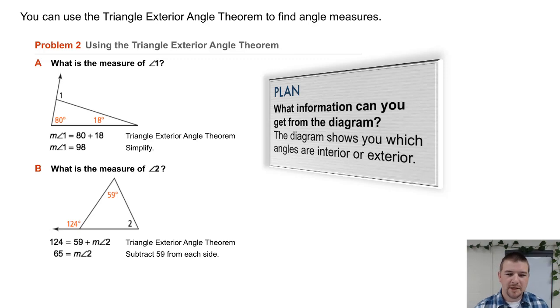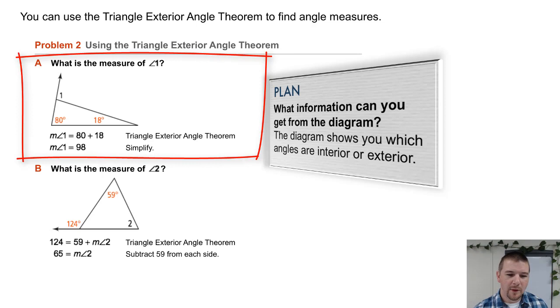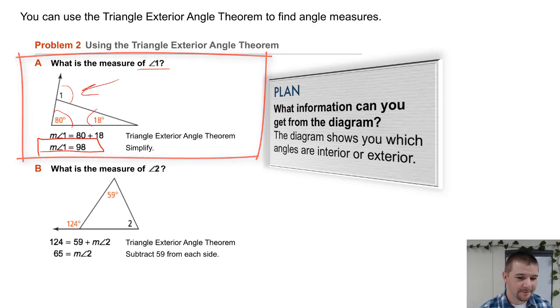Problem 2, using the triangle exterior angle theorem. A says, what is the measure of angle 1? Well, just practice using what we just learned. Here is our exterior angle, angle 1, that we're asked to find the measure of. And then we identify our remote interior angles, having measures of 80 degrees and 18 degrees. And so we just add those together. So the measure of angle 1 equals 98.